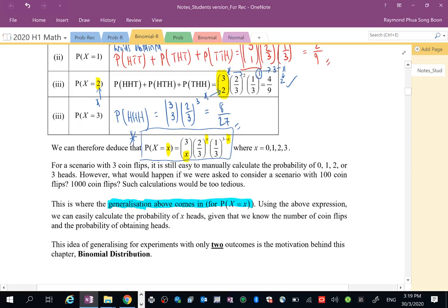Now, this idea of generalizing applies to an experiment that only has 2 outcomes, right? In this scenario, it is either obtaining a head or not obtaining a head. So this will work only if the experiment has only 2 outcomes for each trial. This idea is the motivation that mathematicians and statisticians had in coming up with the concept of binomial distribution, where bi means 2. That's why there are only 2 outcomes in a binomial distribution.